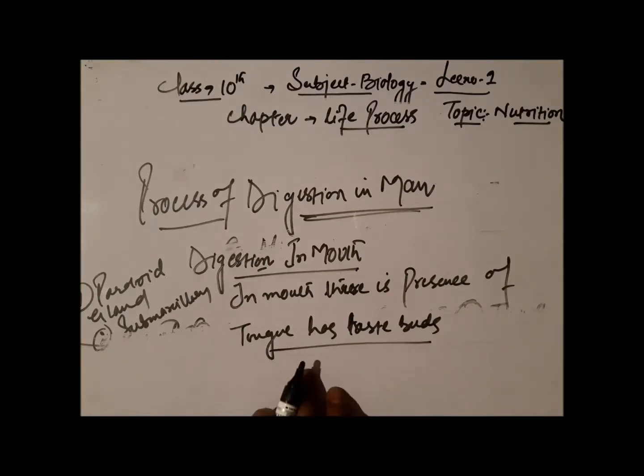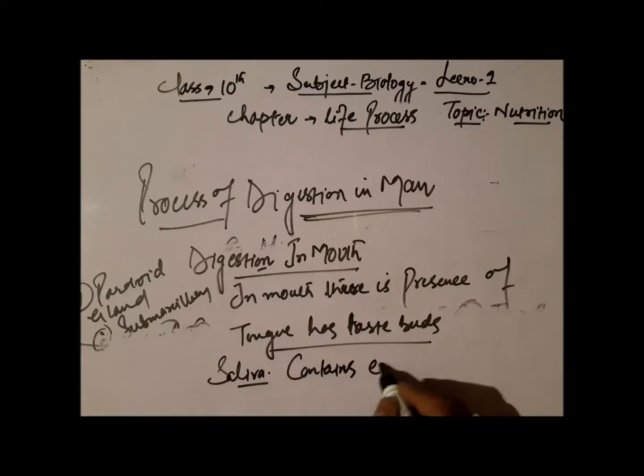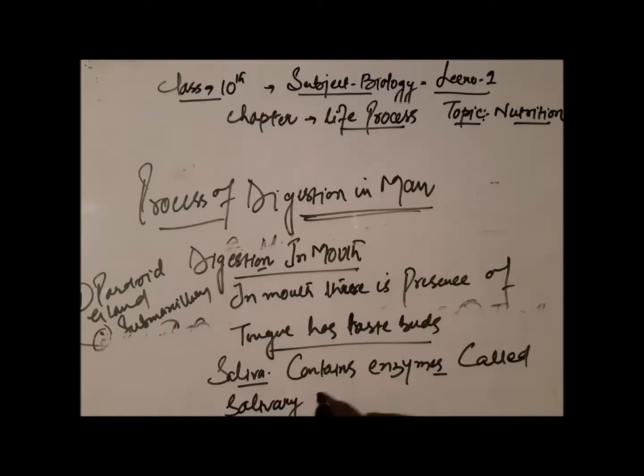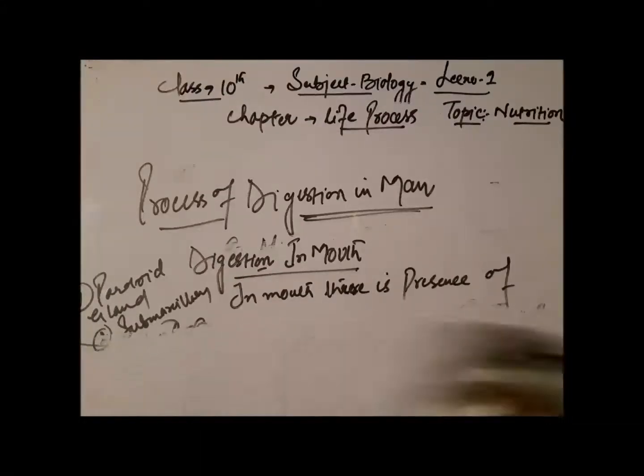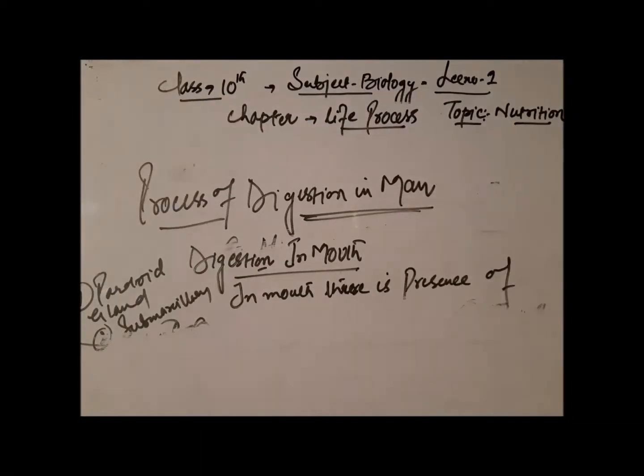So the first step of digestion takes place inside the mouth with the help of salivary glands, as these glands pour saliva into the mouth cavity, and saliva contains an enzyme called salivary amylase, or ptyalin, which breaks starch and some complex carbohydrates into maltose.